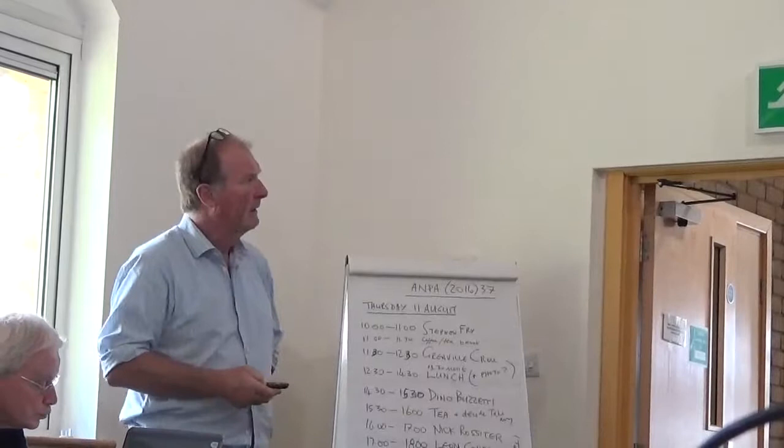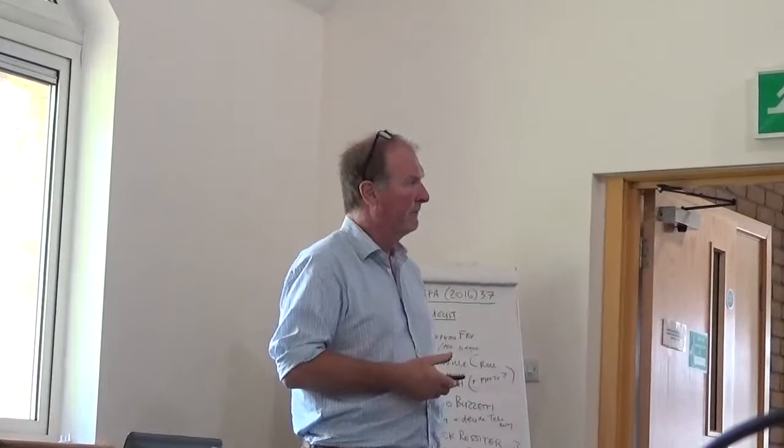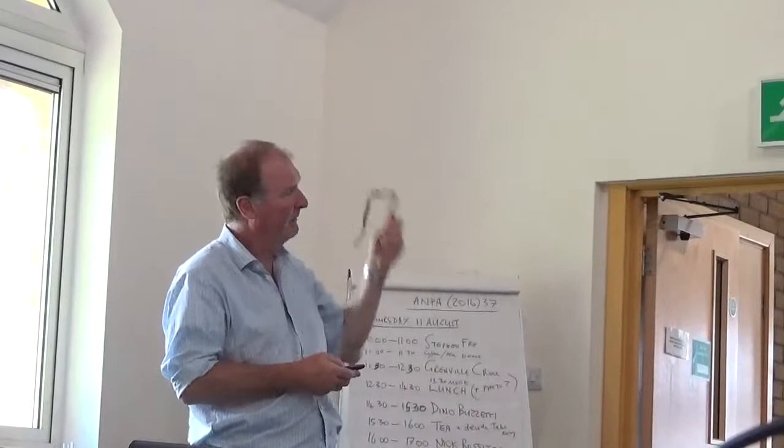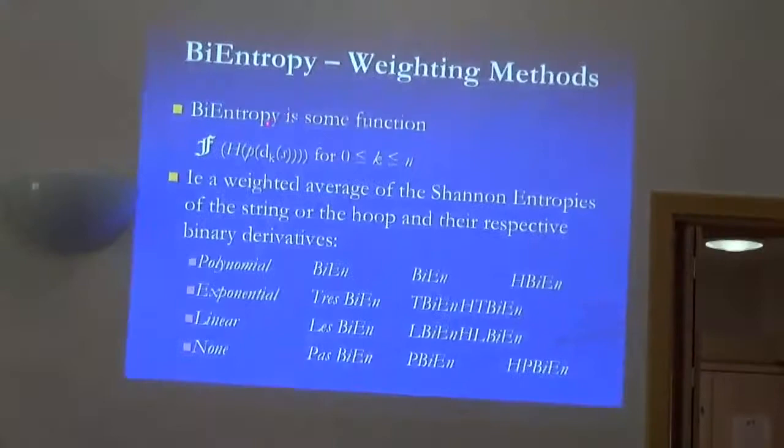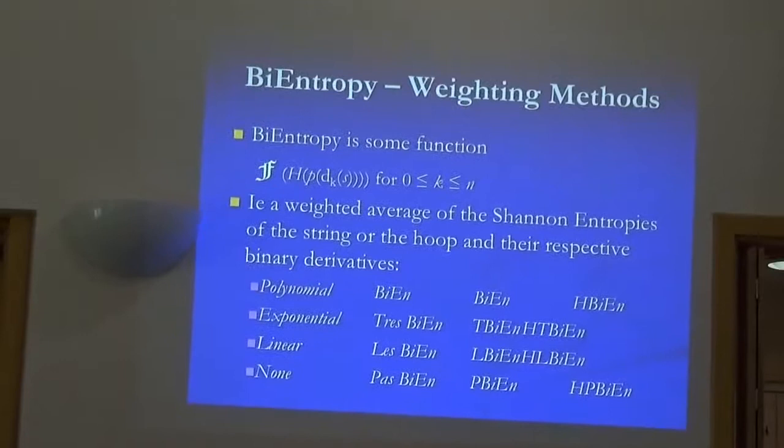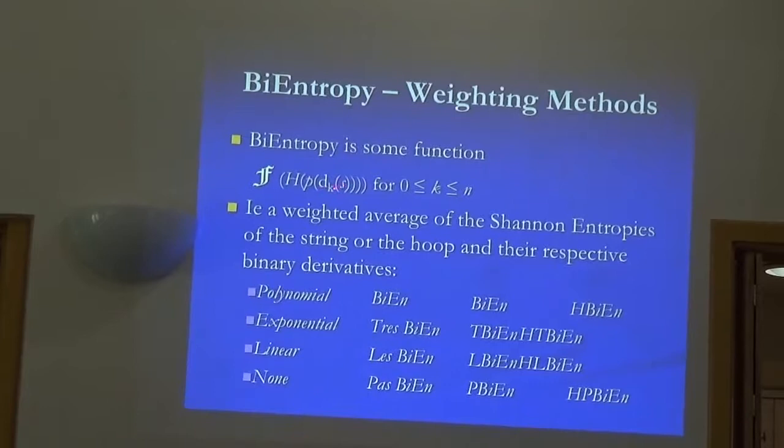BiEntropy is some function f of the Shannon entropies of the derivatives, which is what that's saying. So BiEntropy is not one function, it's some function. There are many ways of doing it. So it's some function of the Shannon entropy of the binary derivatives of the string S.